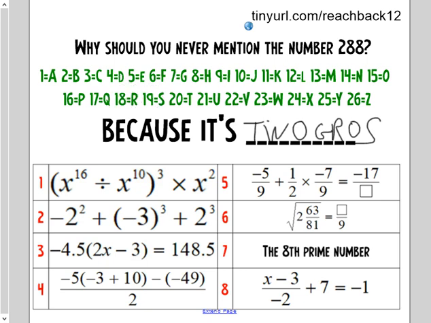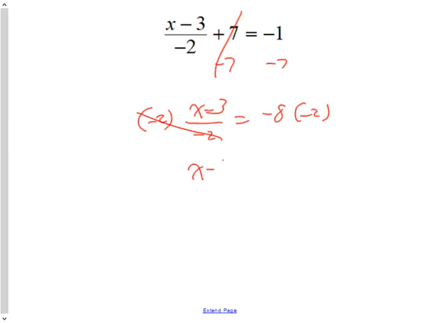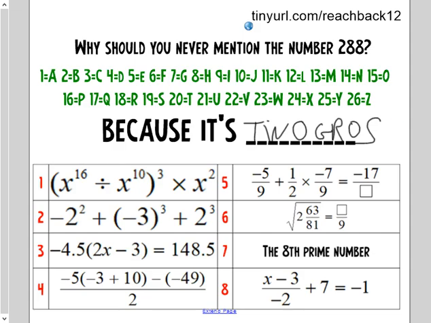And our last question is an algebra question. I'm going to subtract 7 from both sides to get rid of the constant. X minus 3 over negative 2 equals negative 8. Multiply both sides by negative 2. X minus 3 equals 16. Add 3 to both sides, you get x equals 19. Go back up to your answer. 19 again is S. So the answer to your riddle, why should you never mention the number 288? Because it's too gross. Remember, a gross is a dozen, or 144. So 2 gross, of course, would be 288. Ha ha ha, pun intended.